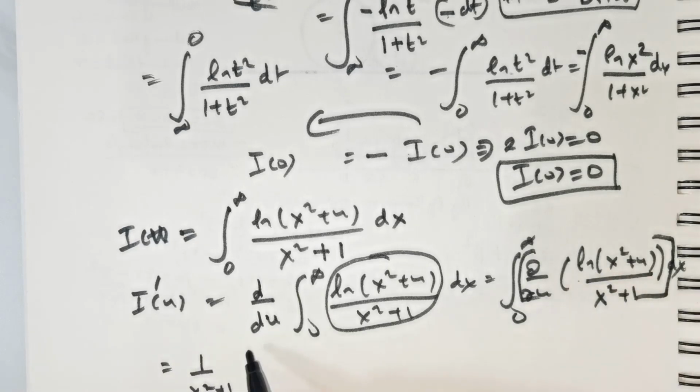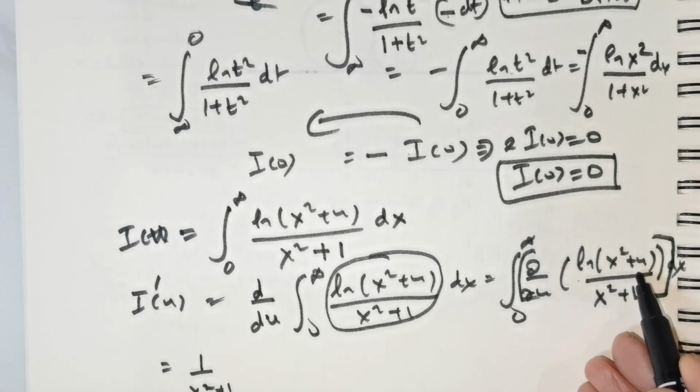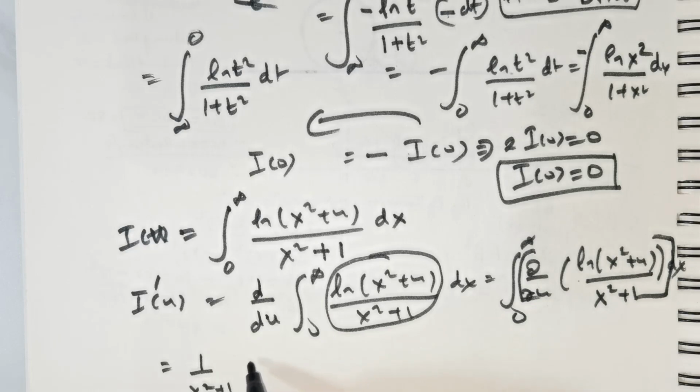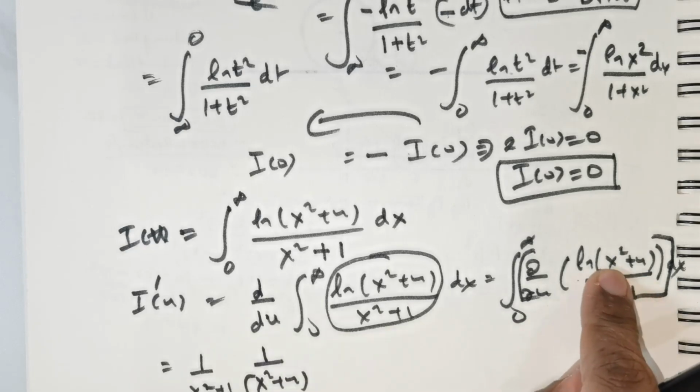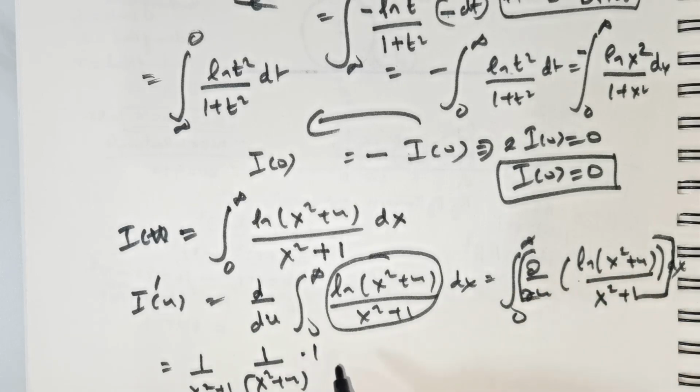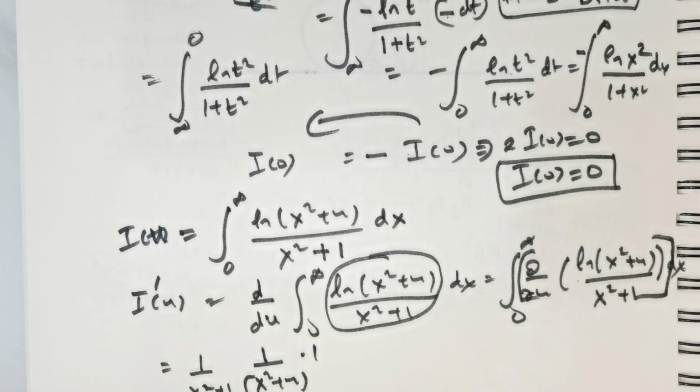And now you need to differentiate ln of x squared positive u. So u is the variable here. So when you differentiate ln of x squared positive u, you get 1 over x squared positive u times differentiation of x squared is 0, differentiation of u will give you 1. So that is for d over du, or in other words I should say dou over dou u. So this is multiplied with the dx, and there is an integration from 0 to infinity. So this is what we have got.